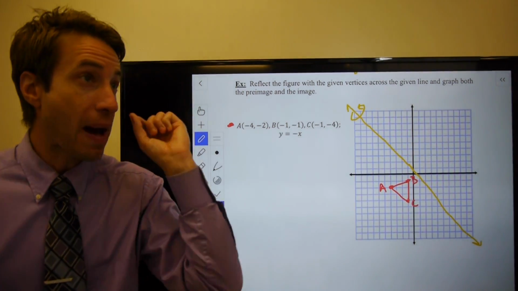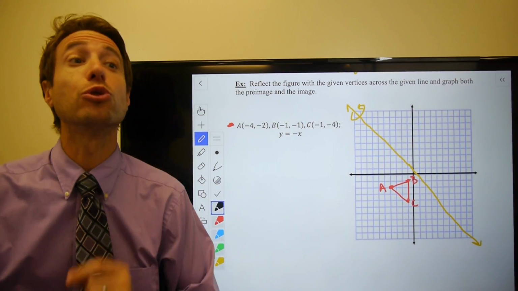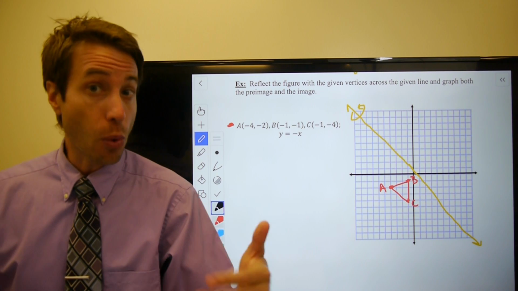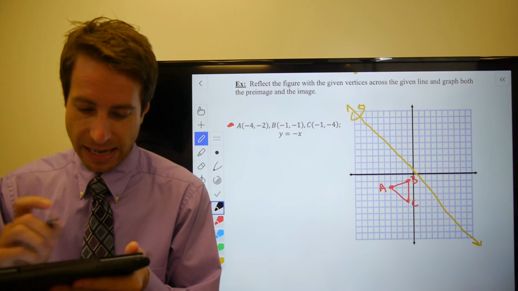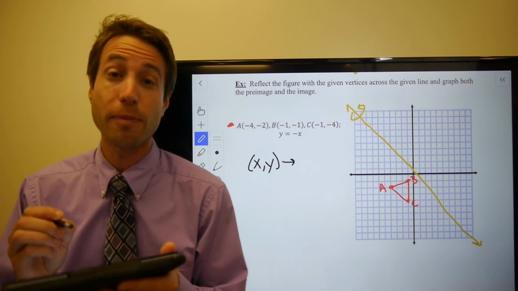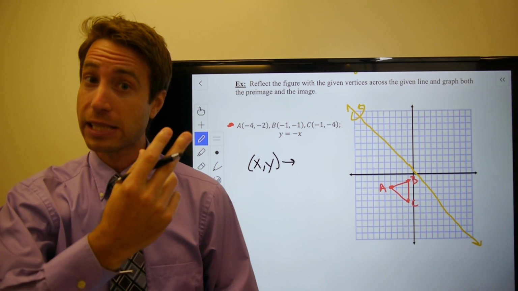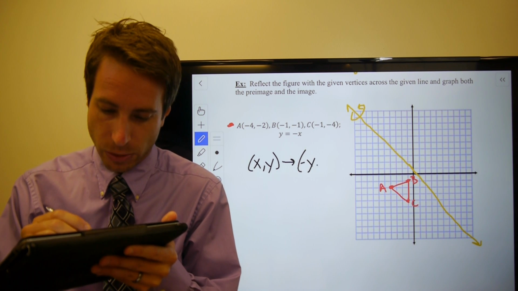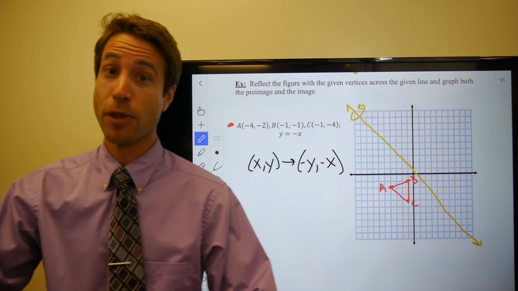Now again, we go back to that chart, right? How do we reflect things across this fairly common line, this one will show up quite a bit, the inverse of the identity function. And if you go back to that chart on the previous page of the notes, it says the transformation is done by switching the x and y value and negating both of them, making them both negative. So (x, y) goes to (-y, -x). Okay, here we go.